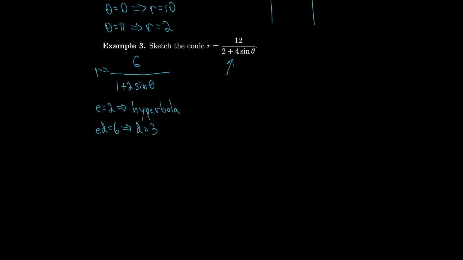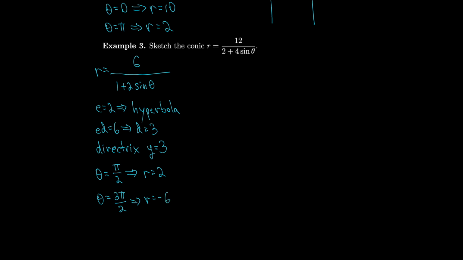And we have a plus over here, so our directrix is positive y equals, because we have sine, so it's y equals, it's horizontal. So our directrix is y equals 3. Let's look for where we intersect our y-axis now. So when theta is pi over 2, we'll hit the y-axis. Well, that means that r will be 2. And when theta is 3 pi over 2, we'll hit the y-axis again. So that's when r is equal to minus 6.